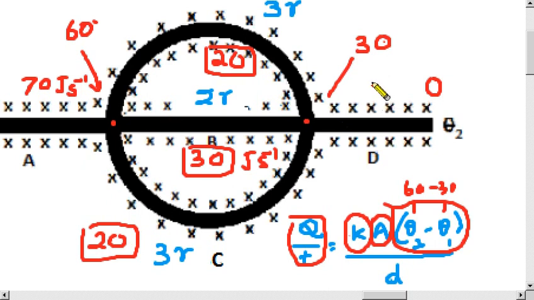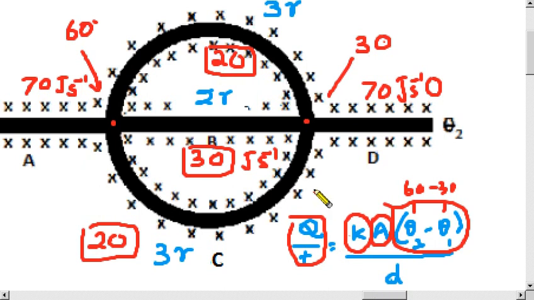Here again 70 joule per second, because this rod alone must conduct all the heat coming per second to this end, otherwise heat will be accumulated here, then the temperature must increase, but it can't happen because the steady state is reached.